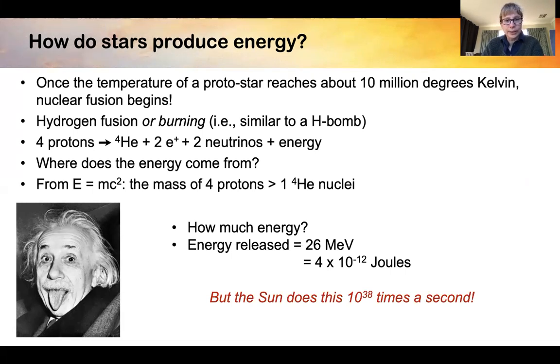How much energy is released? Well, for hydrogen fusion, we have about 26 mega electron volts. Converting that into joules, it's only about 10 to the minus 12 joules, but the sun produces this amount of energy about 10 to the 38 times a second. So for all of you who think that the sun's just a boring star, it is in some sense, but it's also quite amazing when we consider these numbers.